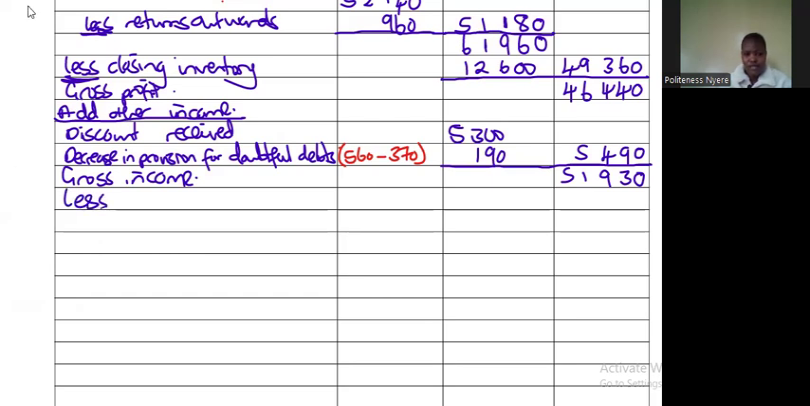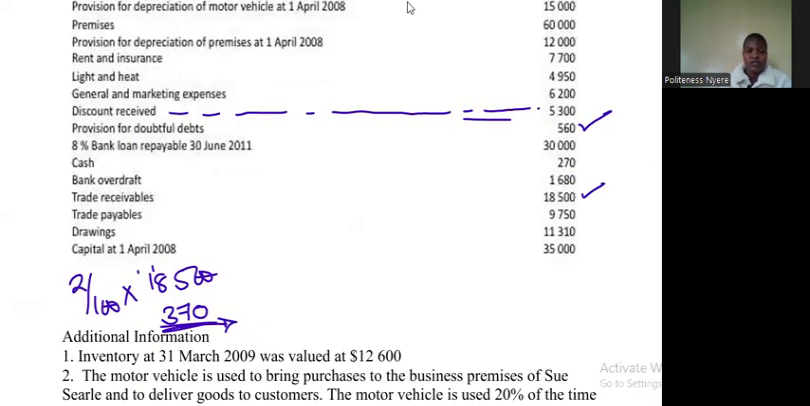We're going to say less total expenses. So let's calculate and find out how much our expenses are. In terms of the expenses, let's just quickly check.